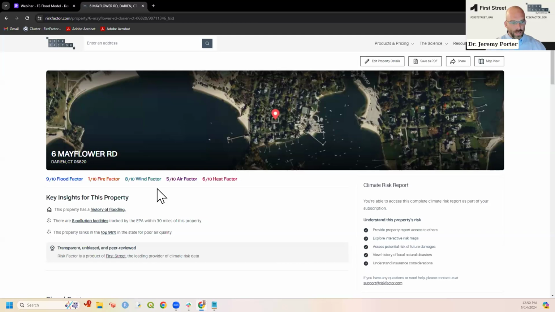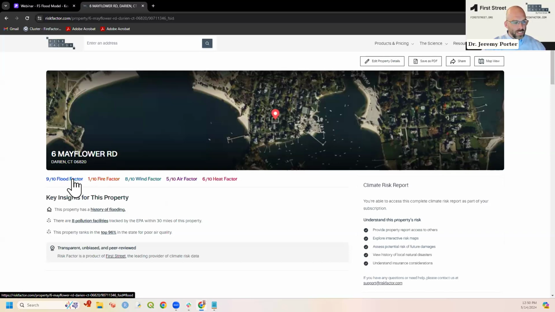You can see for this property in Darien, the highest level of risk is flood. There's a 9 out of 10 on flood factor, but you can also see there's high risk from our wind factor and from heat factor. Also pretty high risk from air factor in the area in the Northeast. Not surprisingly, pretty low risk from fire.